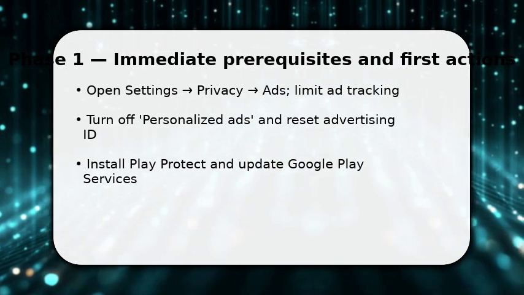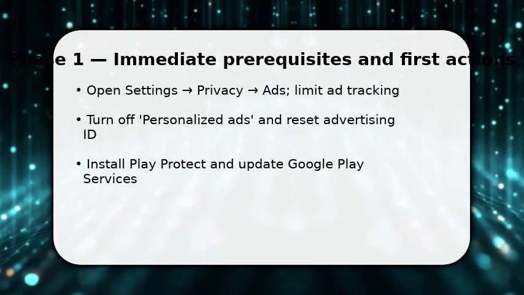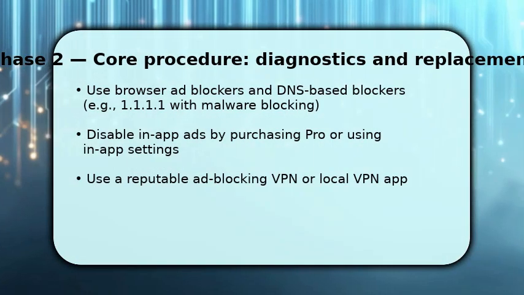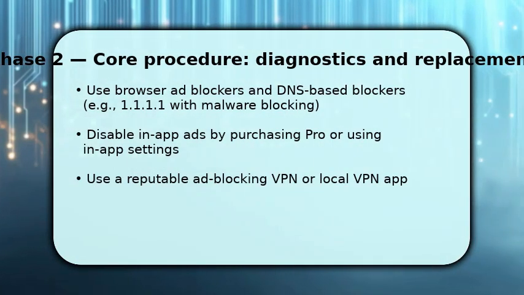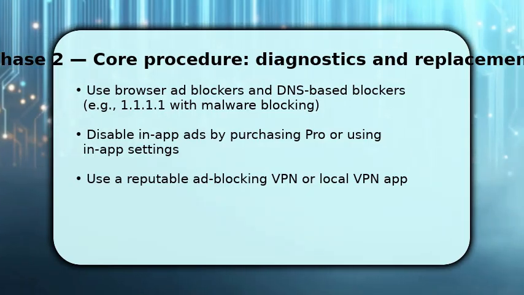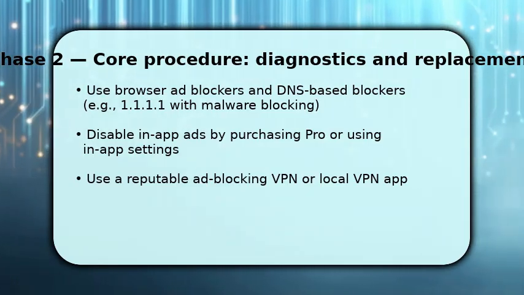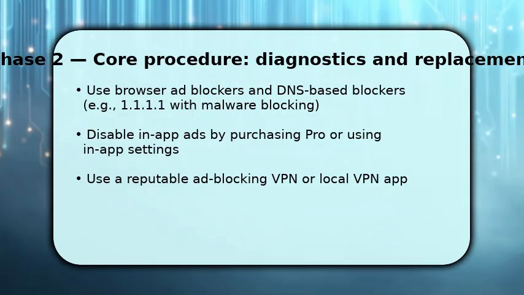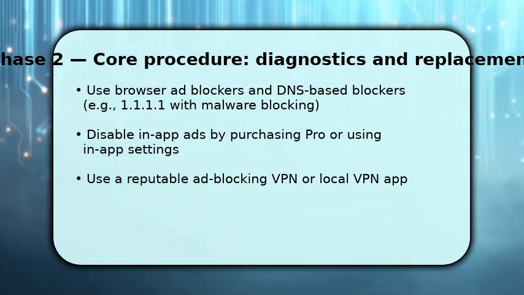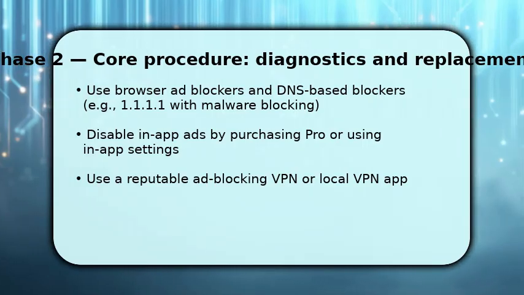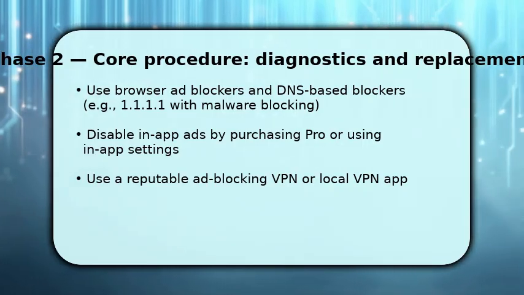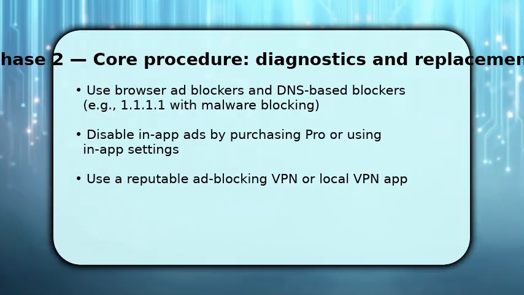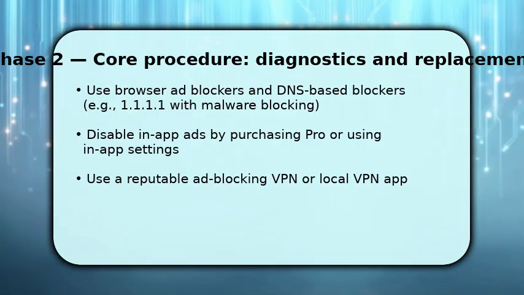Next, stop ads inside apps and browsers. Install a browser with integrated ad blocking or add an extension where supported, because that prevents trackers and banner ads. Then pick a DNS or local VPN ad blocker. It filters requests at the network level. This blocks many in-app ads without root. If an app offers a paid pro version to remove ads, buy it to support developers and eliminate persistent ad units. Make sure to test browsers and apps after configuration.